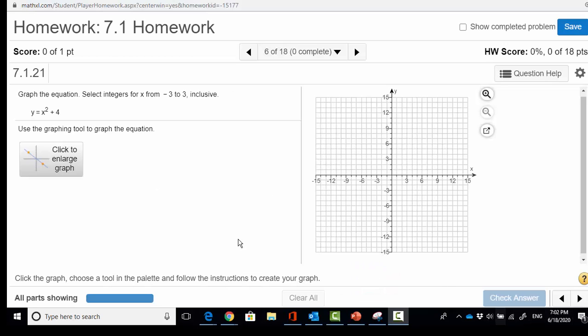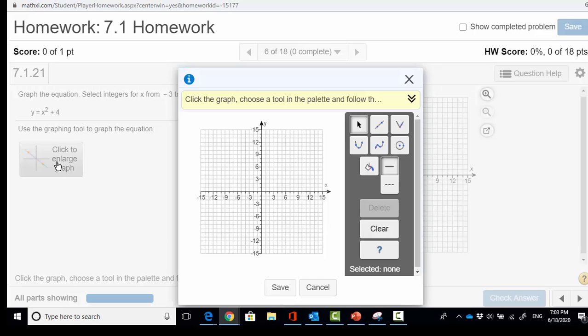So to graph this, click to enlarge the graph. The graph of a quadratic equation will always be a parabola. It's either an open upward parabola or an open downward parabola. So you choose the 3-point quadratic tool here. In order to use this tool, you're going to need 3 points.